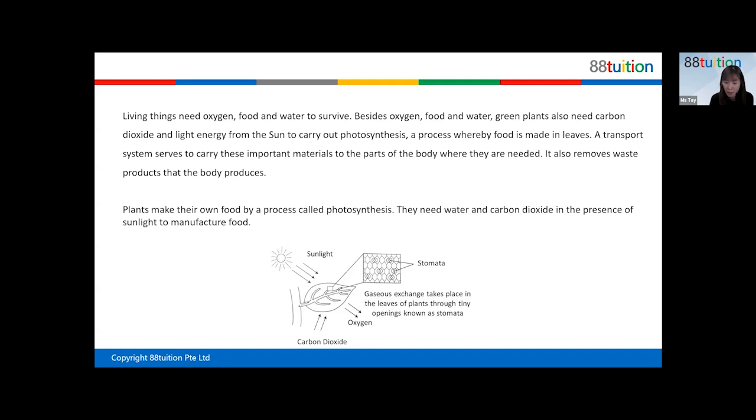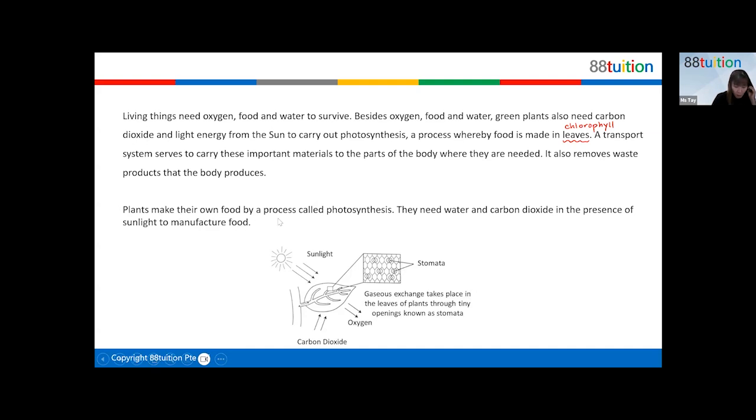What do you think this substance is? We studied this under cells. Good, Jerome. Chlorophyll. So in the leaves you have the chlorophyll. You need the chlorophyll in order for photosynthesis to take place. Now, there's a transport system in the plants to carry the important materials to the parts of the body, like for human beings, where they are needed. It also removes the waste products that the body produces.